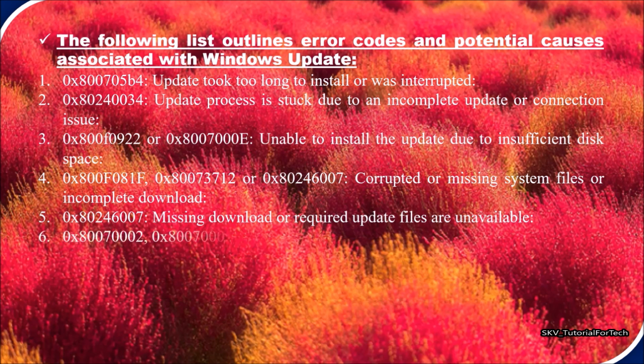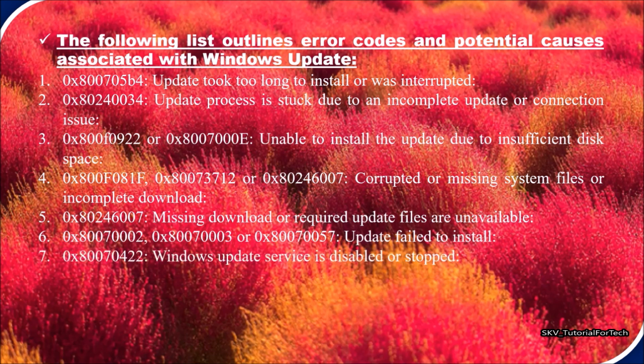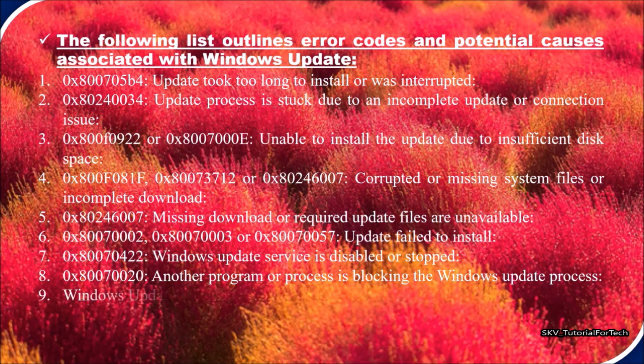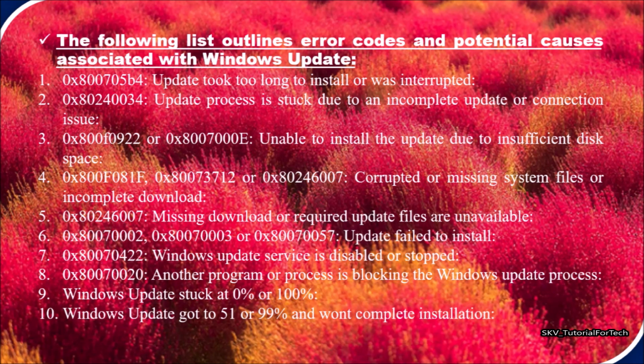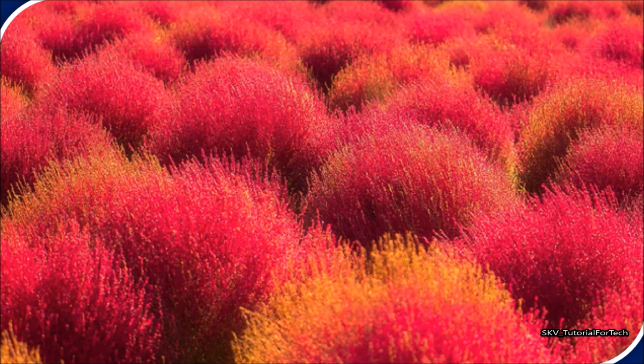Number 6. Error codes: update failed to install. Number 7. Windows Update service is disabled or stopped. Number 8. Error code: another program or process is blocking the Windows Update process. Number 9. Windows Update stuck at 0% or 100%. Number 10. Windows Update got to 51 or 99% and won't complete installation. Okay, these are the most common issues. Please try the following general troubleshooting steps to help solve these Windows Update problems.